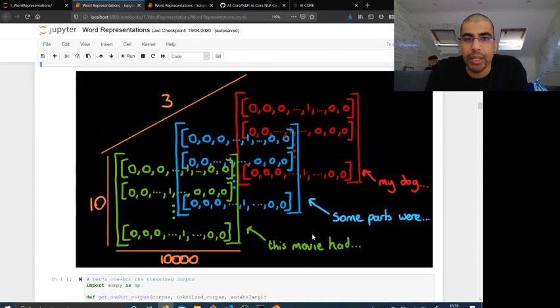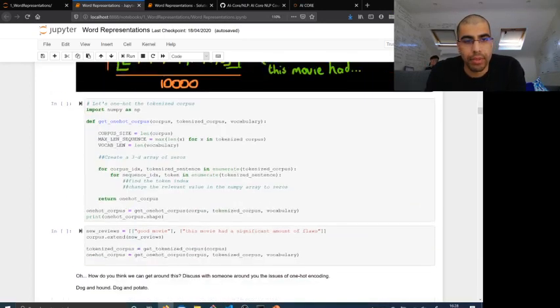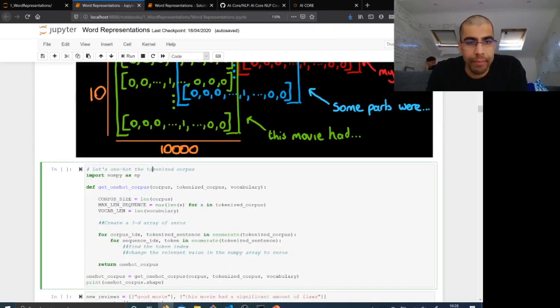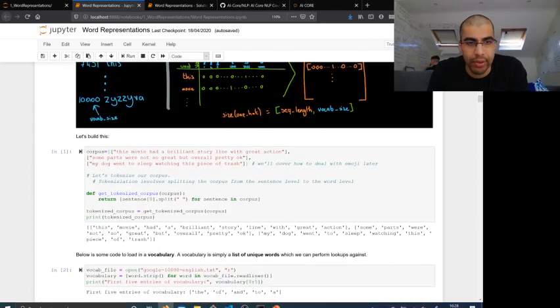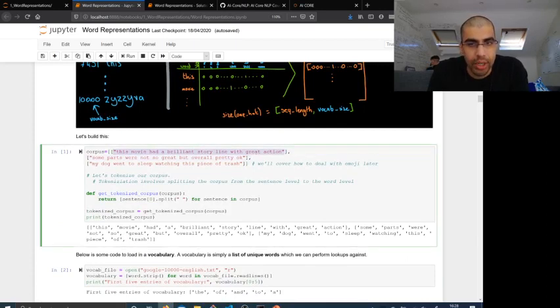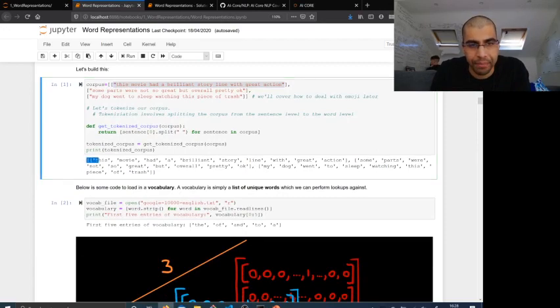Okay, so let's actually build this one hot tensor. We're going to use NumPy for now before starting with PyTorch, and we're going to define our getOneHotCorpus function. This is going to take in our corpus, which is our tokenized corpus, a list of lists, but instead of each list being the string of the sequence, each list is the tokens within the sequence. So this output here.